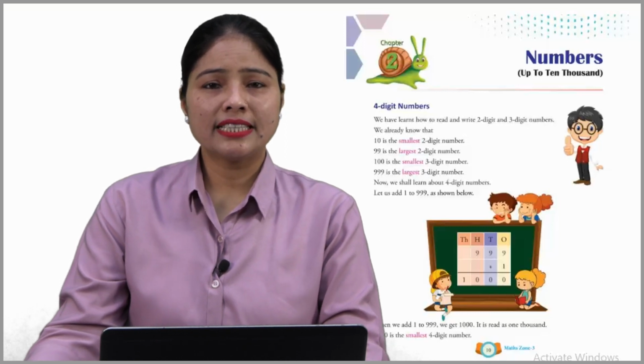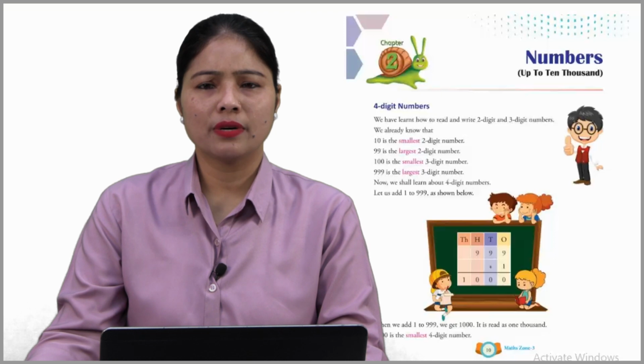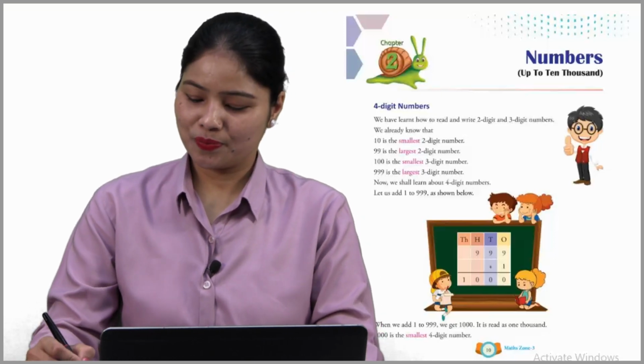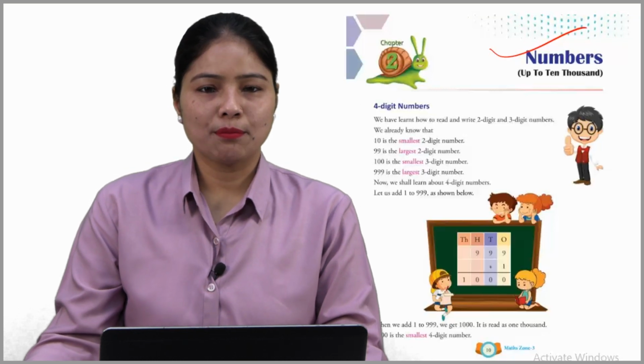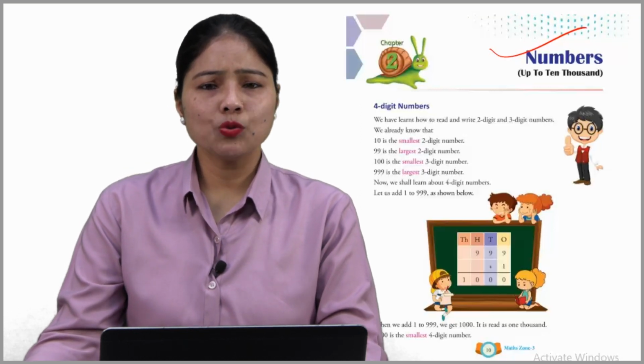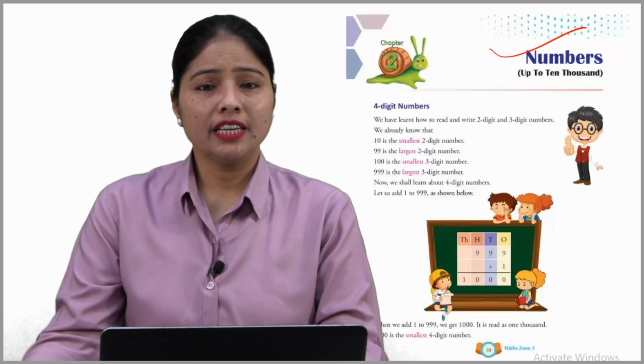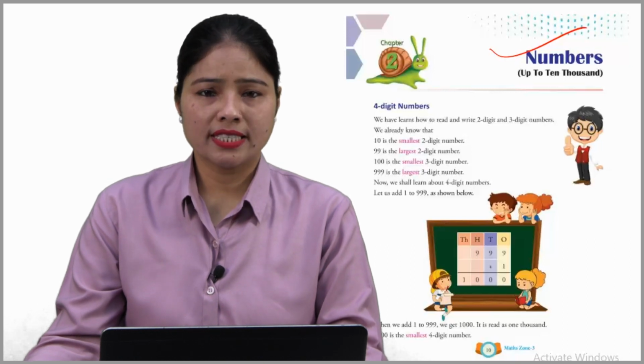So children, today in this chapter we are going to start numbers up to 10,000. So let's start with that. 4 digits number. We have learnt how to read and write 2 digits and 3 digits numbers. We already know that 10 is the smallest 2 digits number.